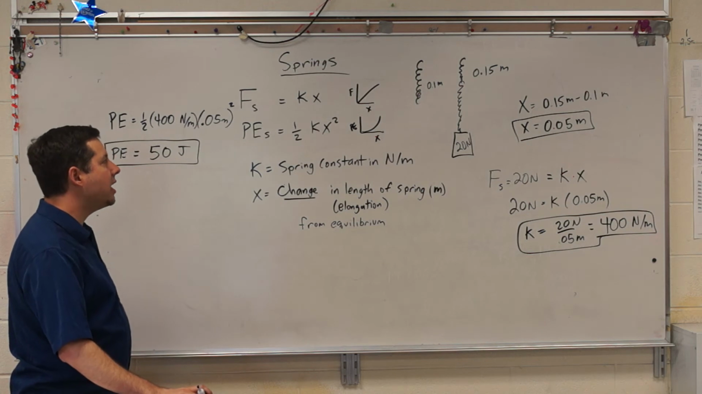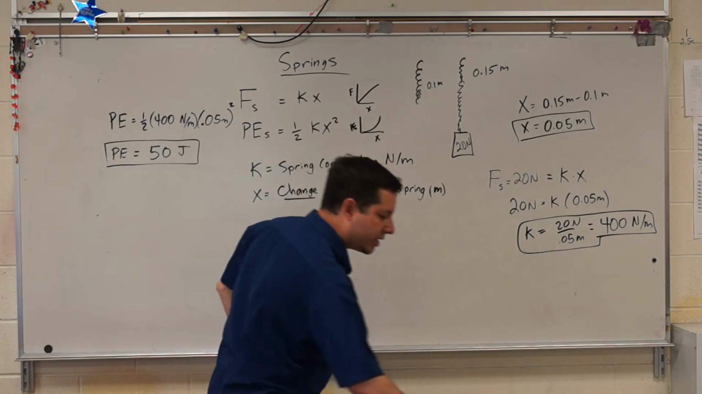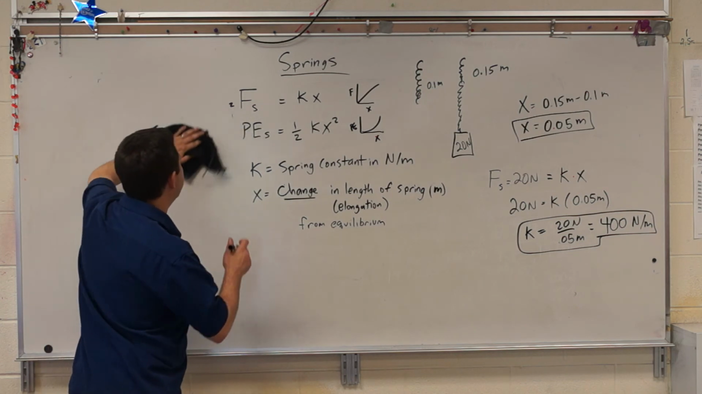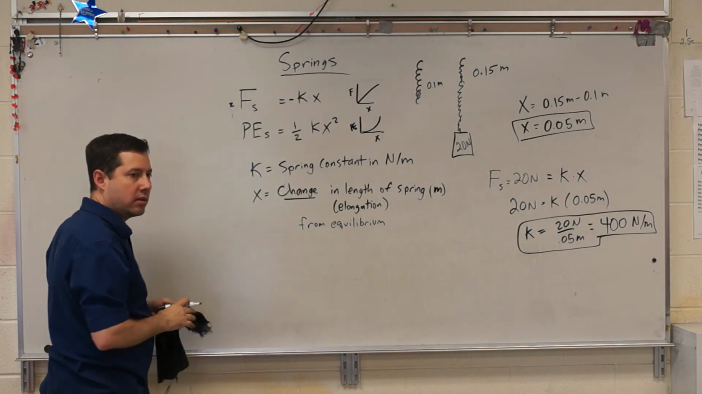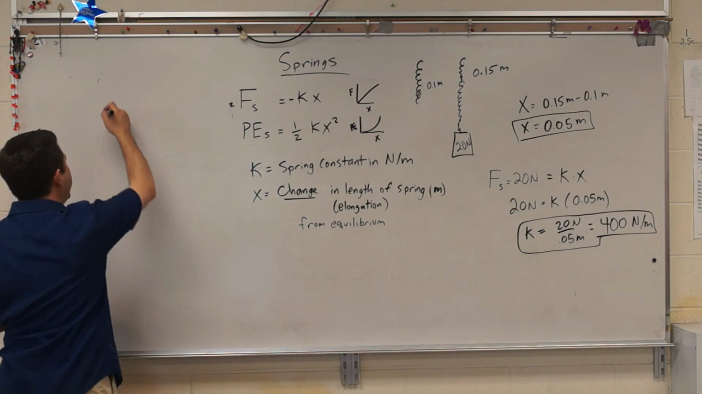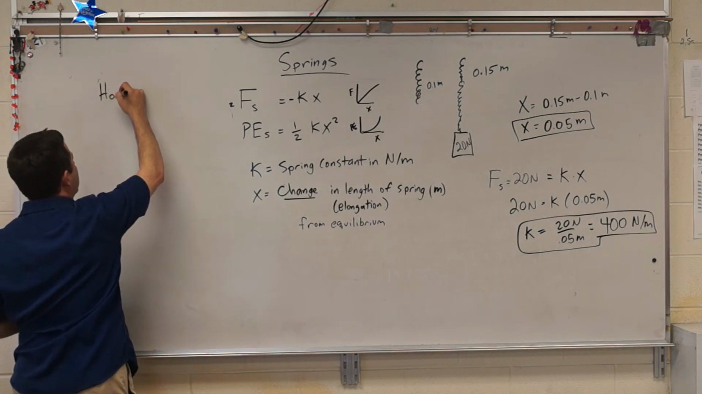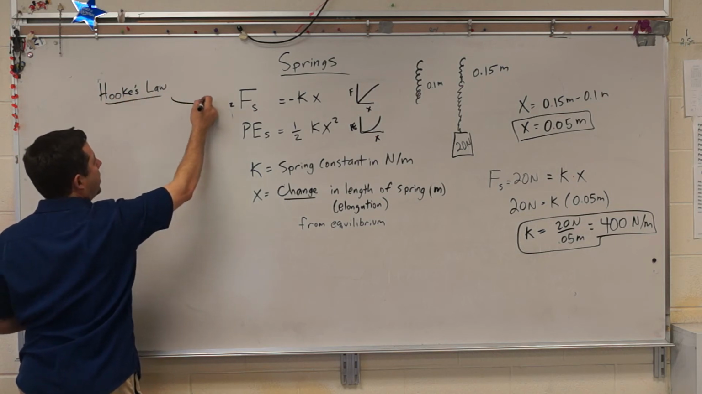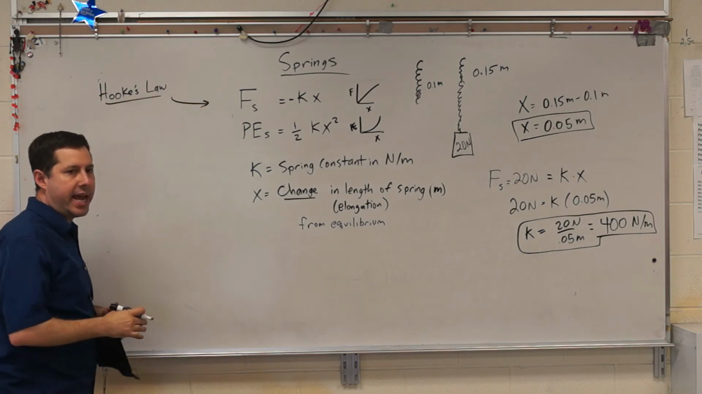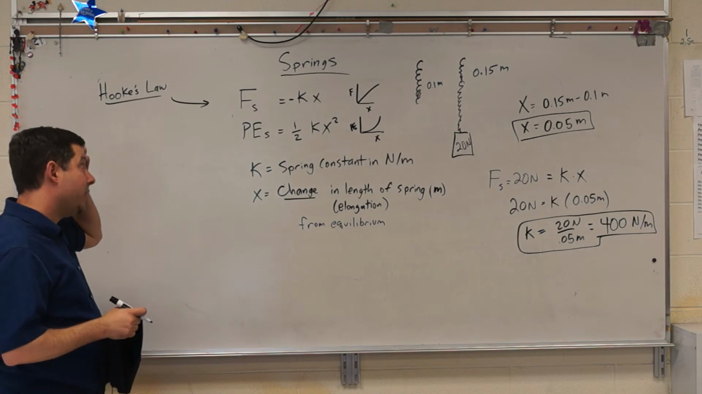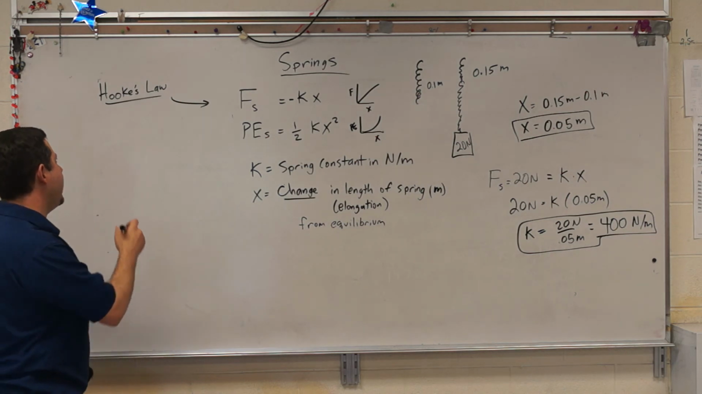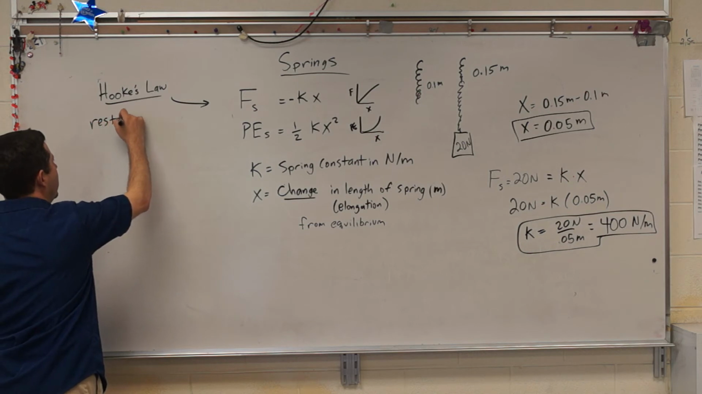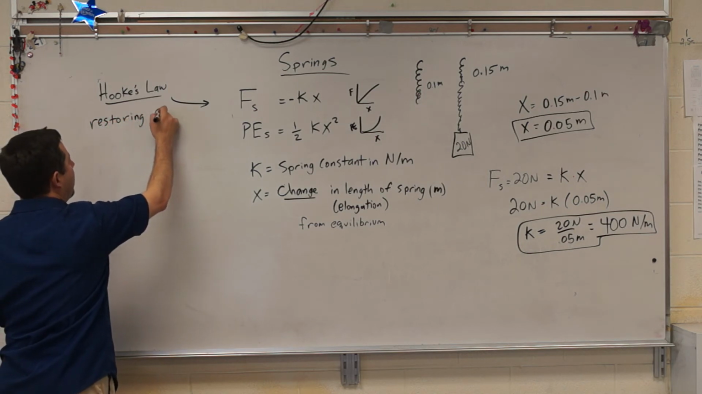Either way, sometimes you will see this expressed as a negative Kx. And this is all related to what's called Hooke's law. So this equation right here, force equals Kx, is Hooke's law. And the negative sign is put in there just to show that this force is what's known as a restoring force.